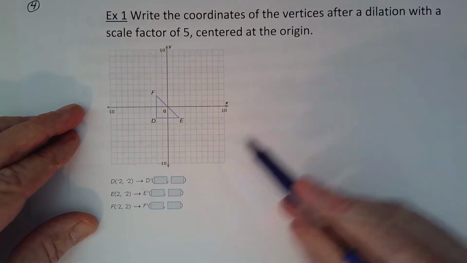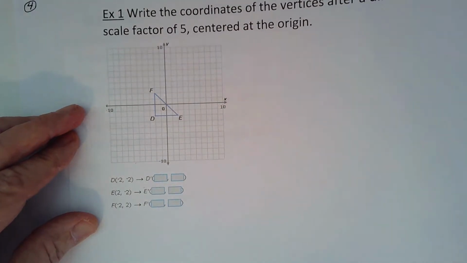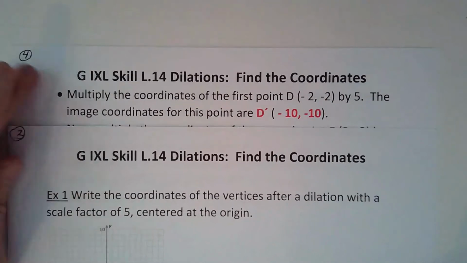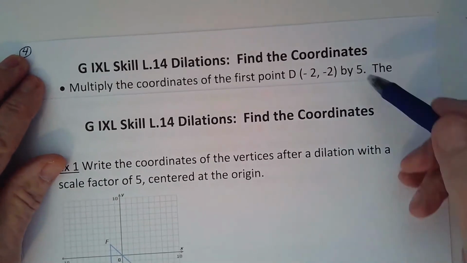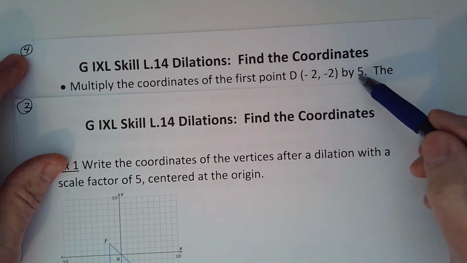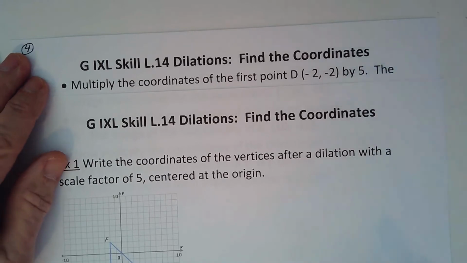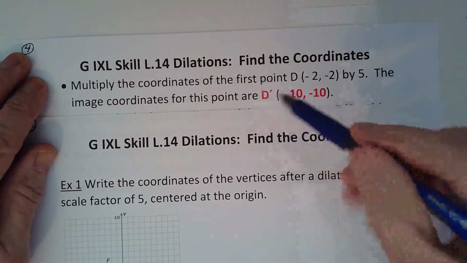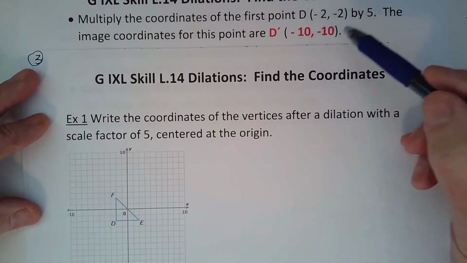So I'm going to use the scale factor to find the dilated image coordinates. So let's do it this way. I'm going to multiply x is -2 by 5. So -2 times 5 is -10, and -2, which is the y, times 5 is also -10. So the image coordinates of this point are D prime is -10, -10.